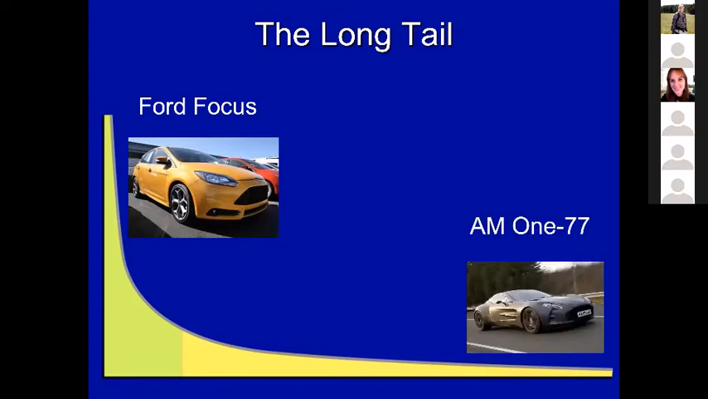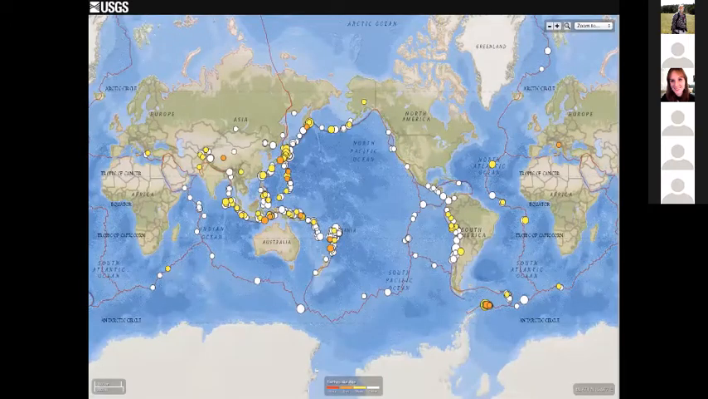And then there are very highly specialized items such as an Aston Martin 177, where only about a handful of these are made a year, whereas there are millions and millions of, well, there used to be millions and millions of Ford Focuses. What this extends to in data is looking at geologic features and geologic things.